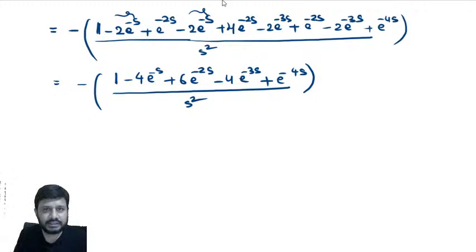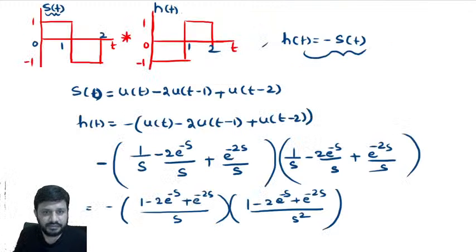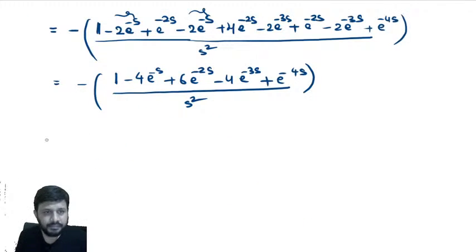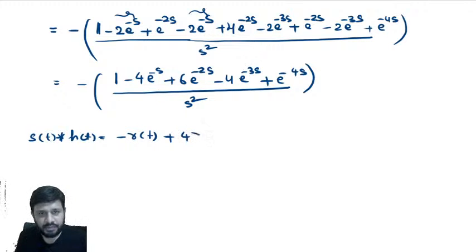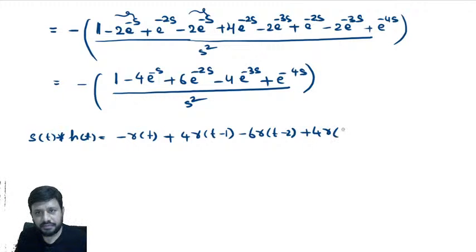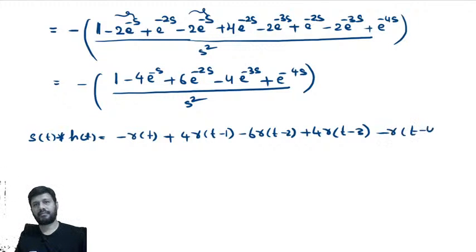Now find out the inverse. Inverse is x of t convolved with h of t, which is 1 by s square, means minus r of t plus, use your shifting property, 4 r of t minus 1 minus 6 r of t minus 2 plus 4 r of t minus 3 minus r of t minus 4.